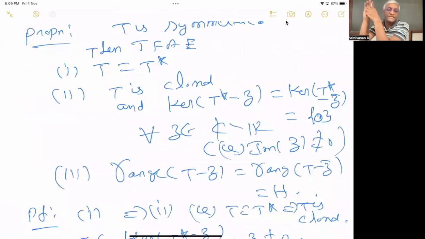But is it not enough for one z, I think? I mean, to get the first statement, the range of t minus z equal to the range of t minus z bar, for some single z such that the imaginary part of z is not equal to 0. There exists a z such that this happens. That is enough. Okay. We will prove it. In the proof, you will see.